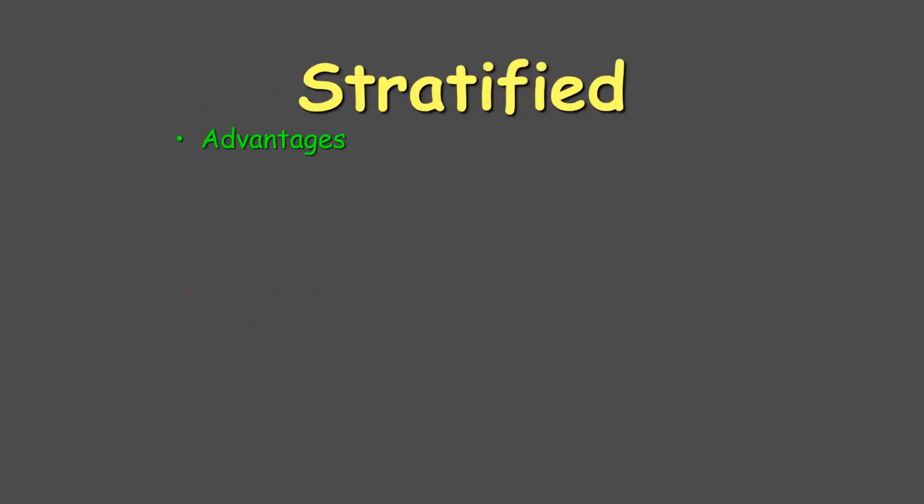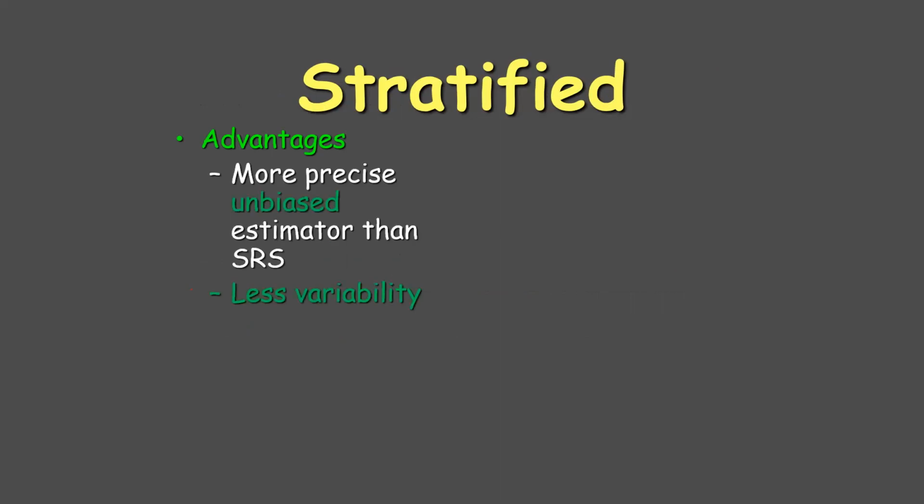The advantages of a stratified sample: it's more precise and unbiased than an SRS, okay? Because what if we think that there's differences between male and female? It might be better for us to separate and get an equal number of male responses and an equal number of female. And with stratified, you normally only separate based on the strata if you think that there might be variability amongst those groups. Another advantage is that you have less variability. Again, because you're separating them out based on a common characteristic, you shouldn't be getting as great a spread of data. The cost is reduced if strata already exist.